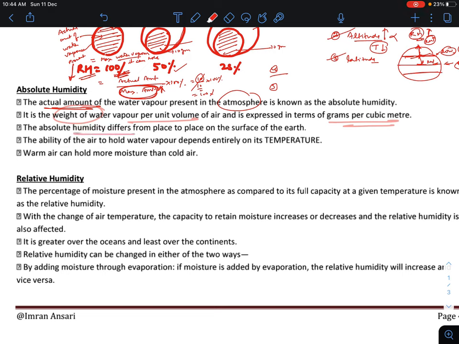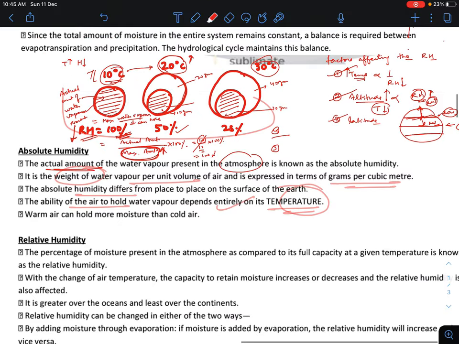Why? Because the amount of water vapor present in the atmosphere will be different on different places on the surface of the earth. The ability of air to hold water depends entirely on the temperature. It's very important that the holding capacity of the volume of air actually depends on the temperature. All this has been already studied in this diagram.